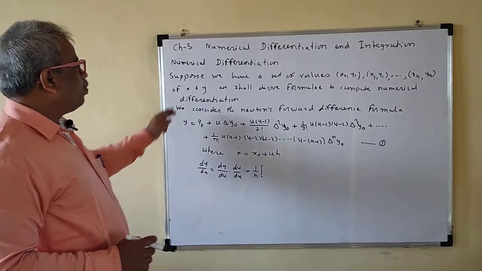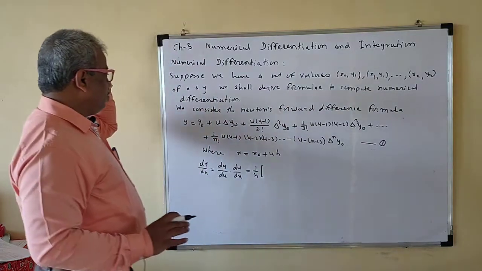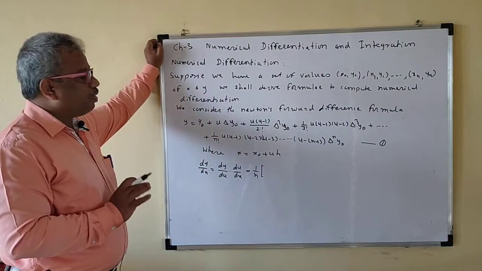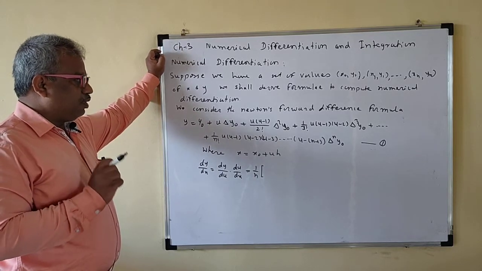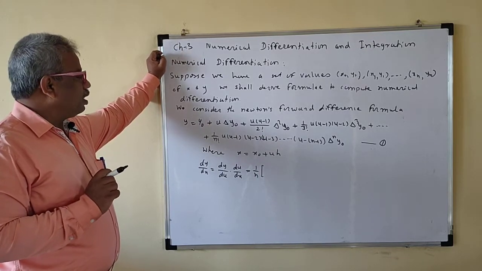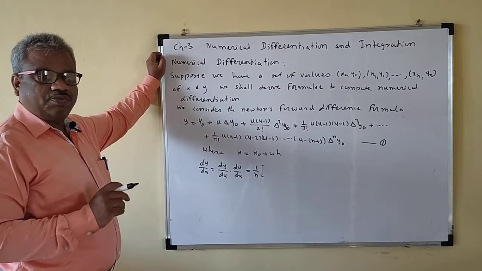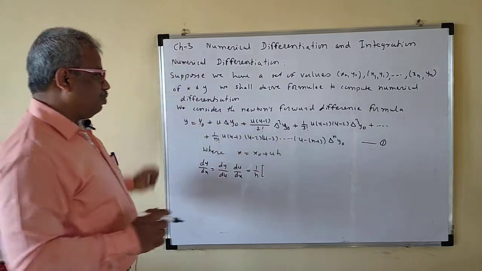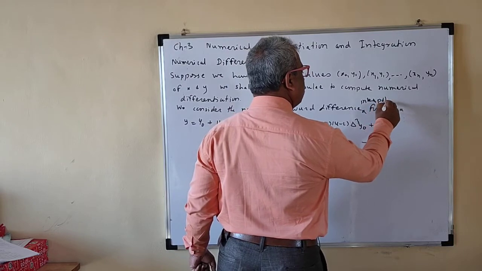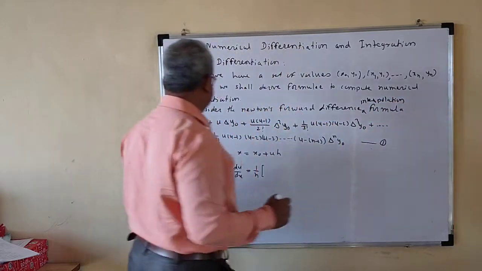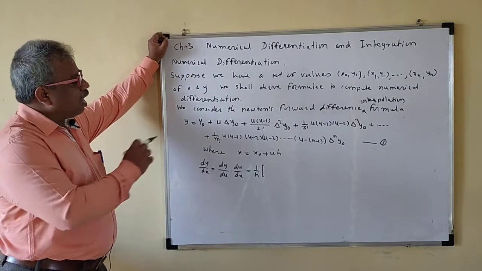Suppose we are given a set of values x0, y0, x1, y1, up to xn, yn. These values are provided to you, and we have to find a derivative. That means you have to derive the formula to compute the numerical differentiation. For that, we have already seen Newton's forward difference interpolation formula. Instead of p, I will substitute u now.